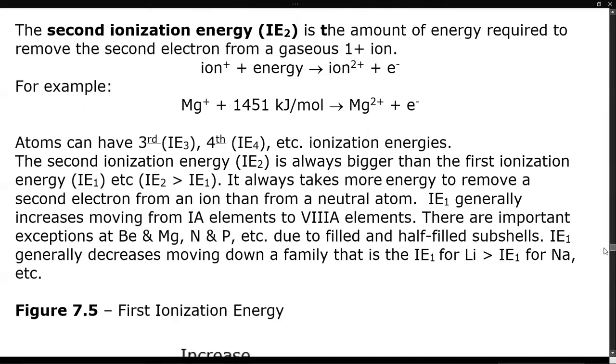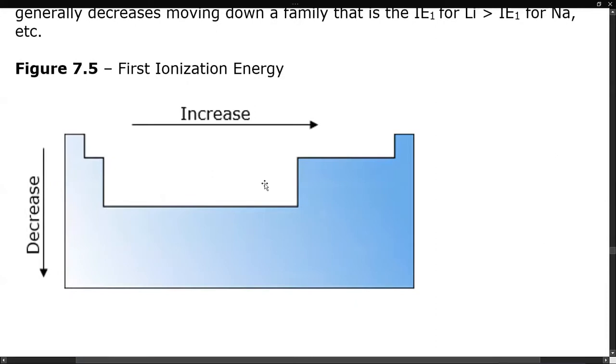Turns out group 2A and group 5A have unusually high ionization energies because of that. You've got a full shell in the 2A, that S shell is full, and then 5A, that P shell is half full, which creates some dynamics of that not being the case. So in general, though, you're going to increase from left to right and decrease as you go from top to bottom.